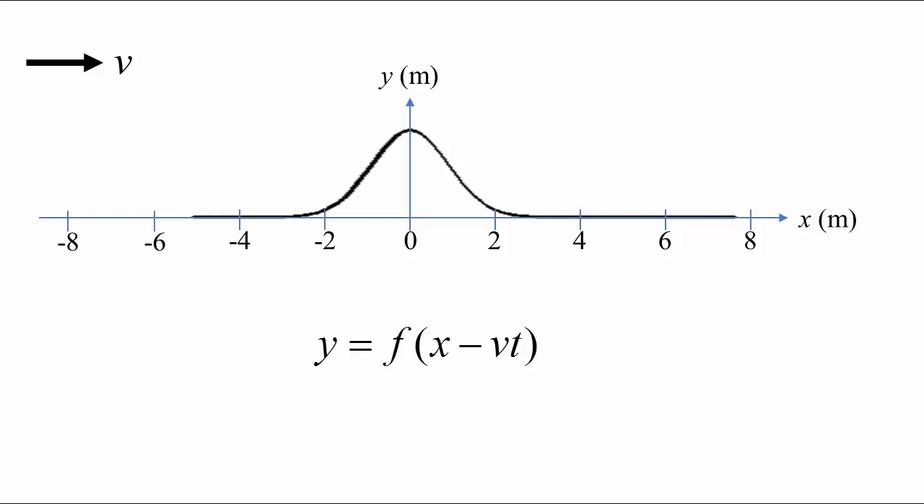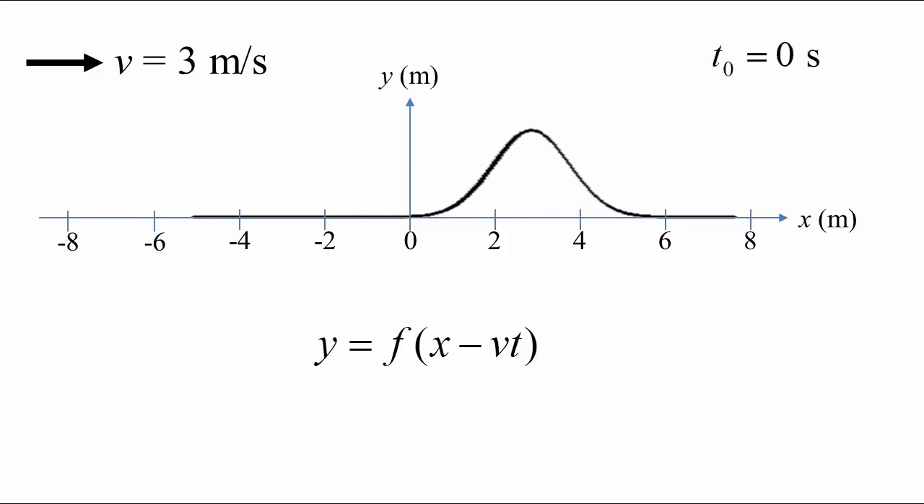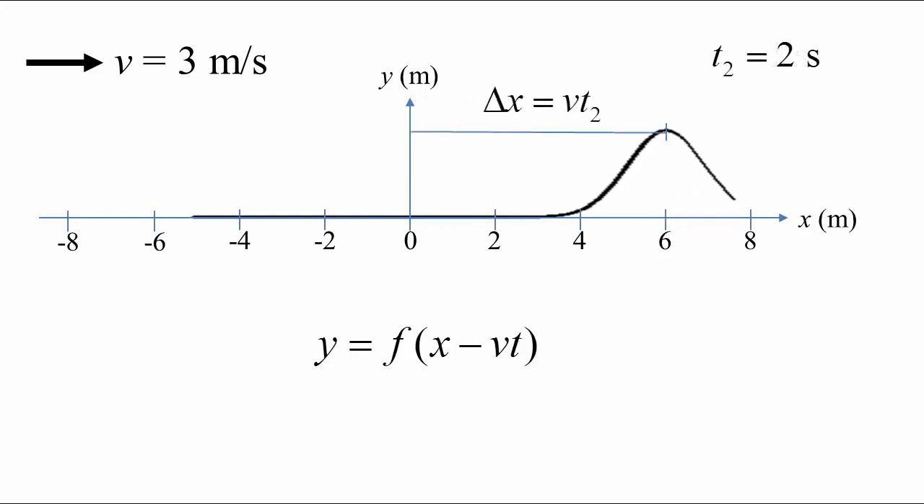For example, if the speed of this wave was 3 meters per second, then after 1 second of travel, the pulse will be displaced by 3 meters and the new peak will be at 3 meters. After 2 seconds, the new peak will be at 6 meters.